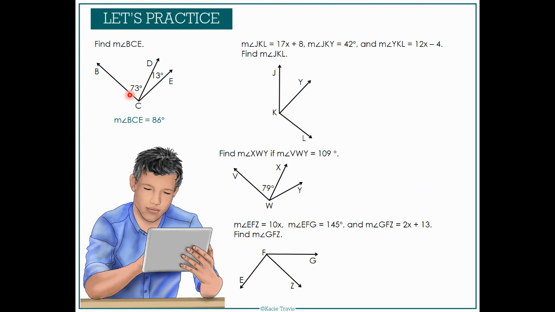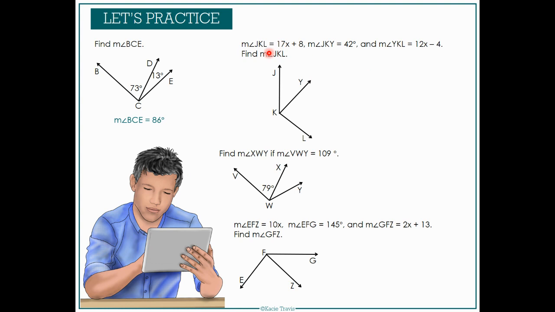All right. Now, this one was simple. We already knew what the parts inside were. We knew exactly what they were. We could just add them. Sometimes we have some algebra popping off, so let's look at the next one. Next one we got here, we're finding the measure of angle JKL. If this is what our JKL is, 17x plus 8, if JKY is 42, and if YKL is 12x minus 4.